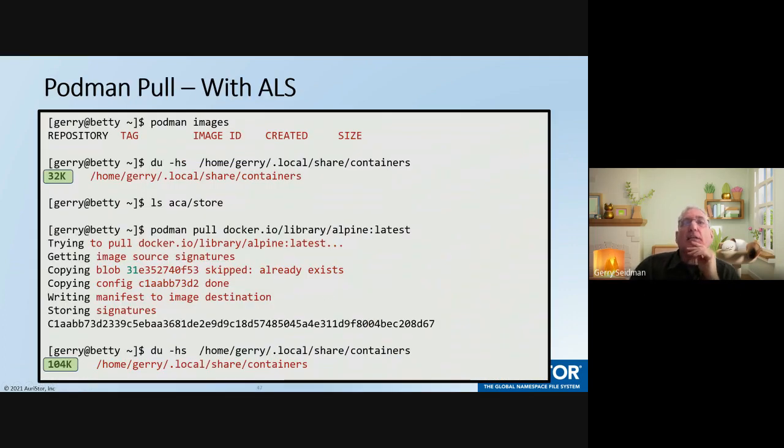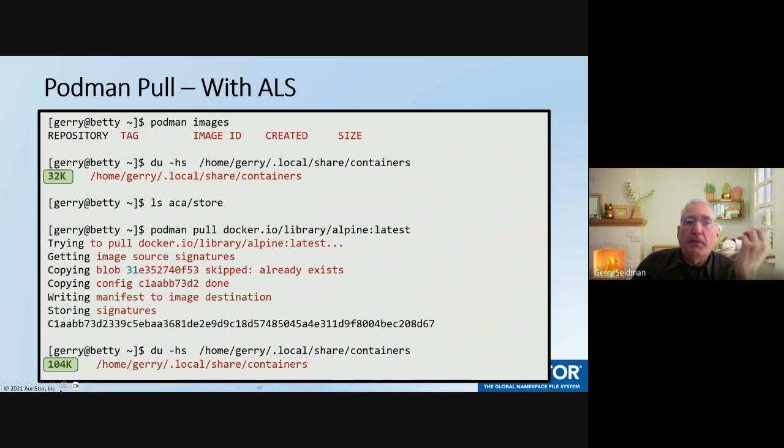So now let's look again. Here's the same thing I did: I have a blank, fresh container storage. I do it with my ALS driver running. I do a podman pull. Everything's the same. And now I look and do a disk usage on it. Instead of being 7.5 megabytes, it's 104 kilobytes. And that's not going to change. The caching is done on AFS; that cache is in a different place.